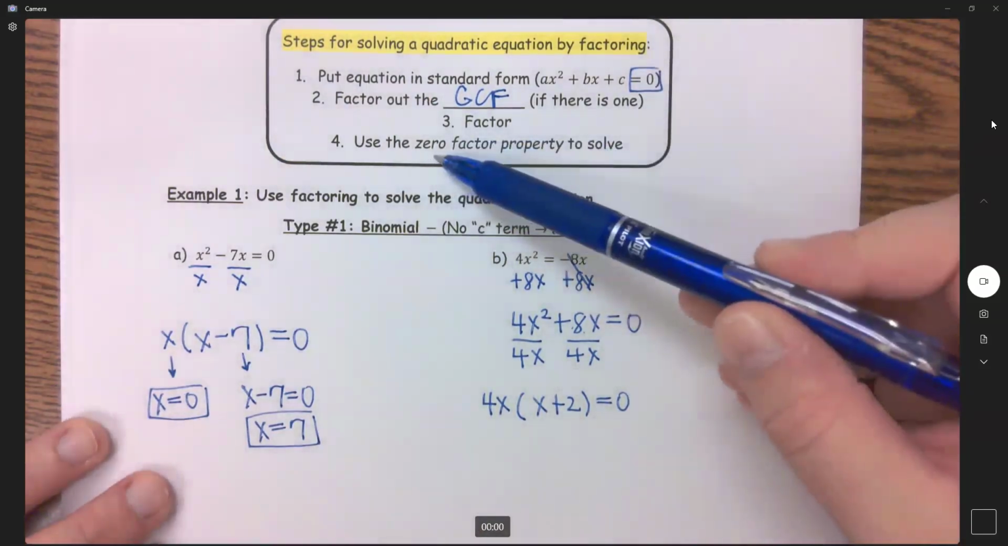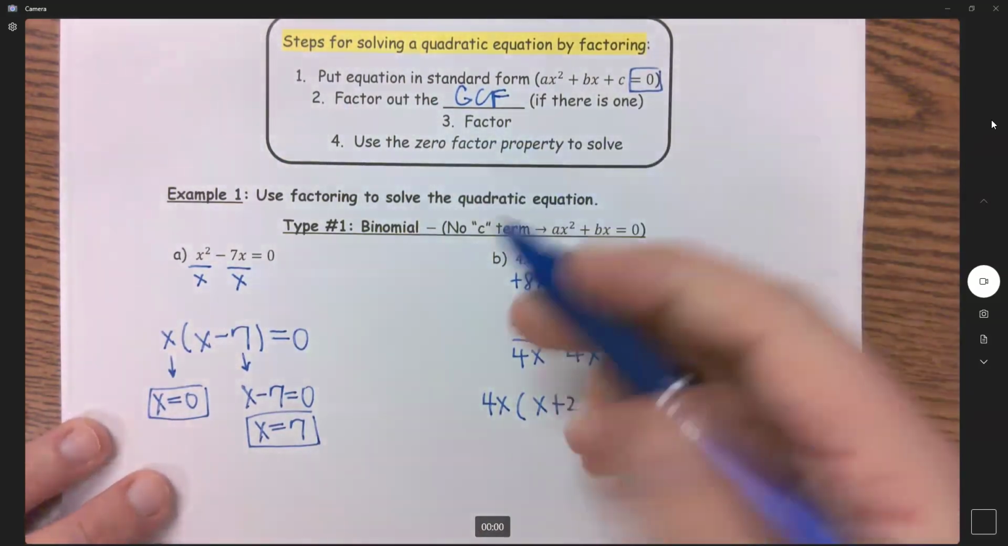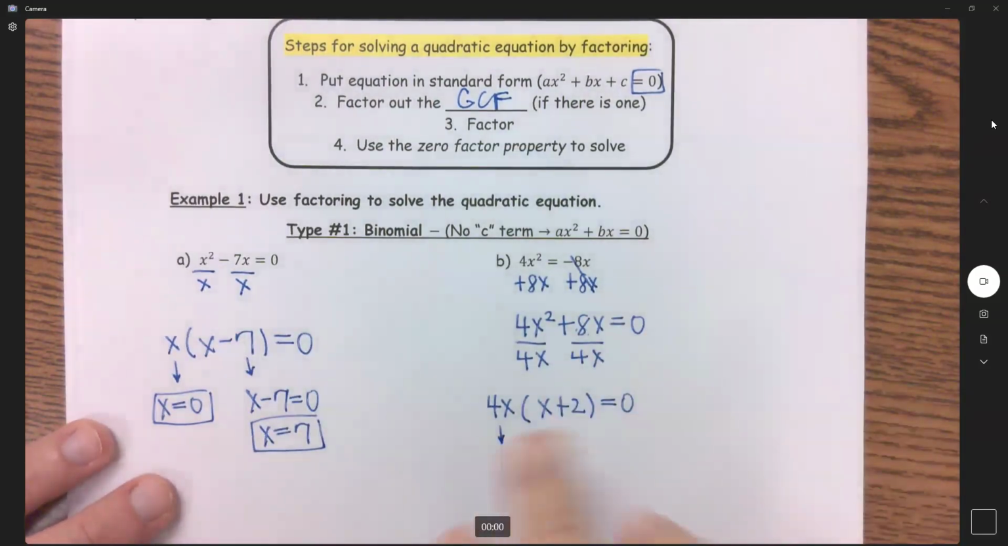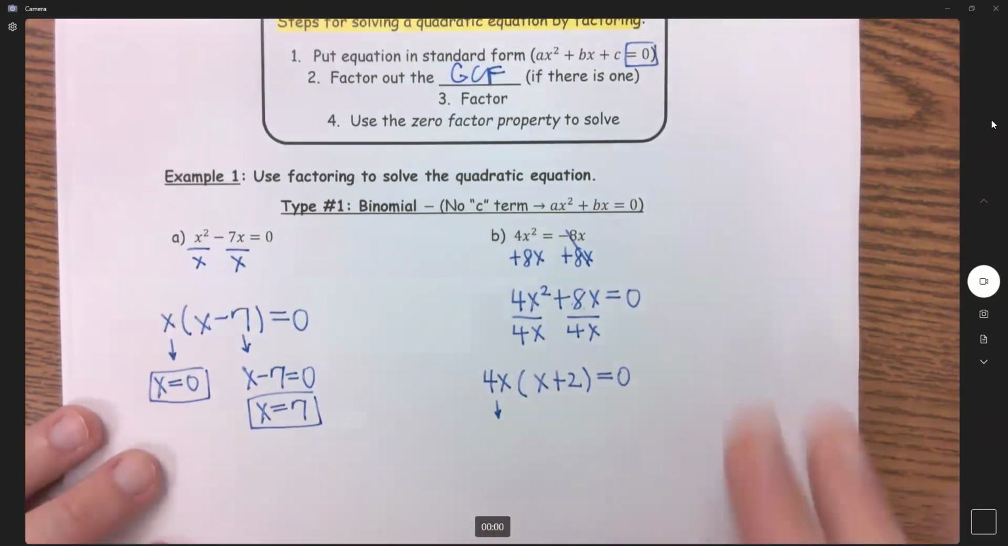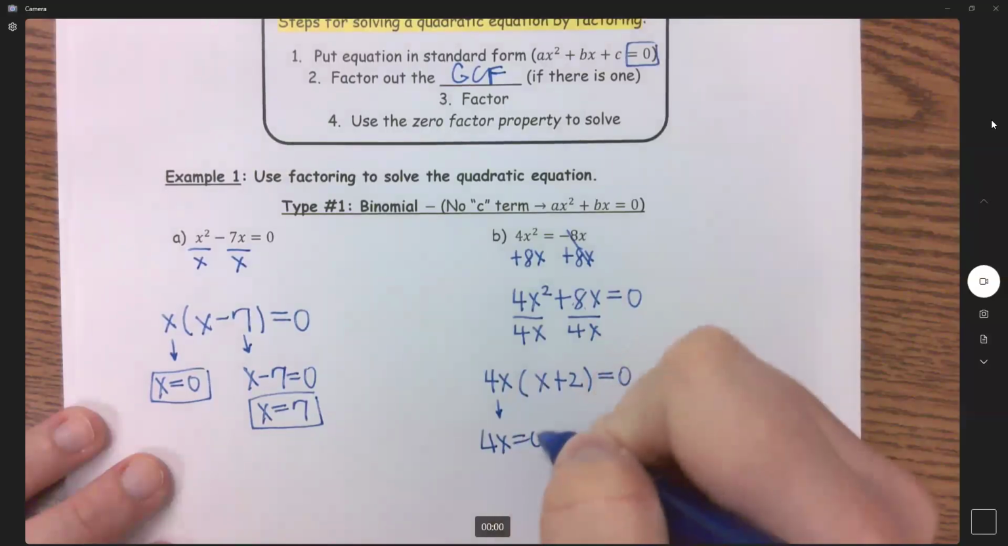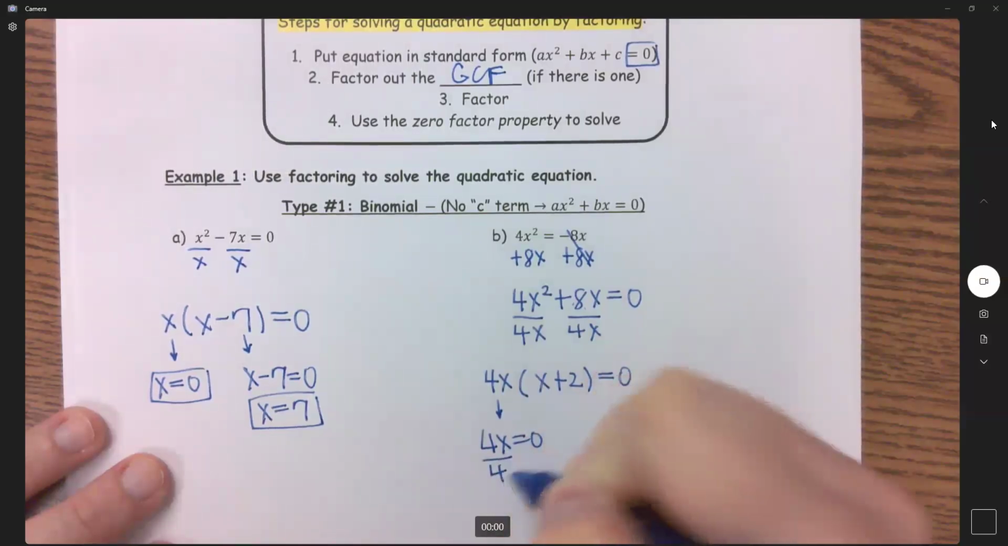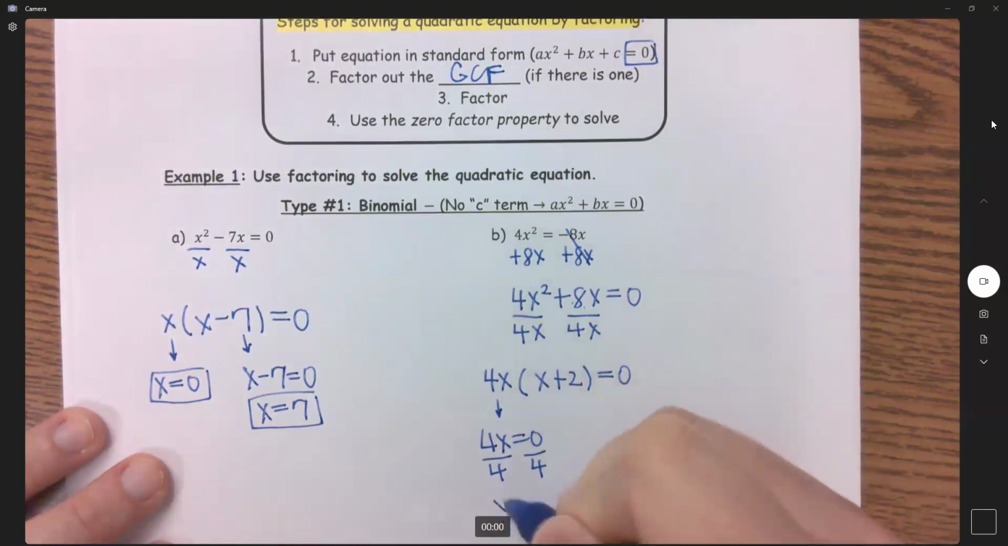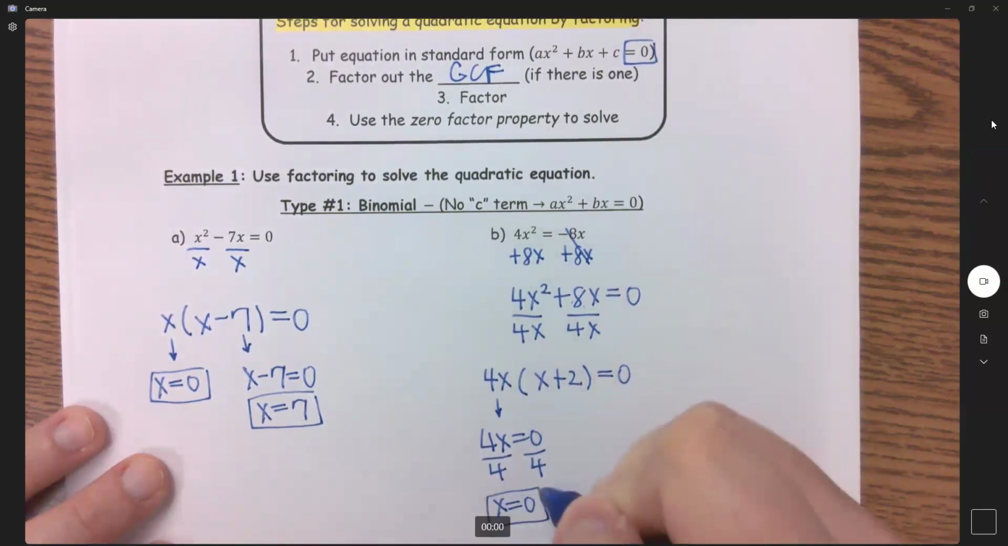So now we're on to zero factor property. Zero factor property states take each of these multiples and set them equal to 0 and solve them individually. So we have 4x equals 0. Divide both sides by 4, and we get x equals 0.